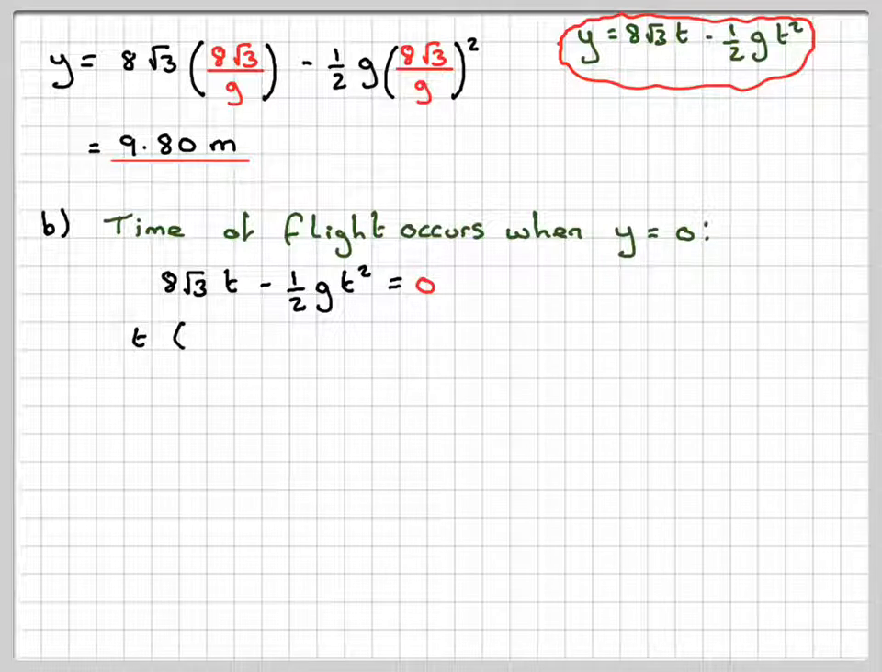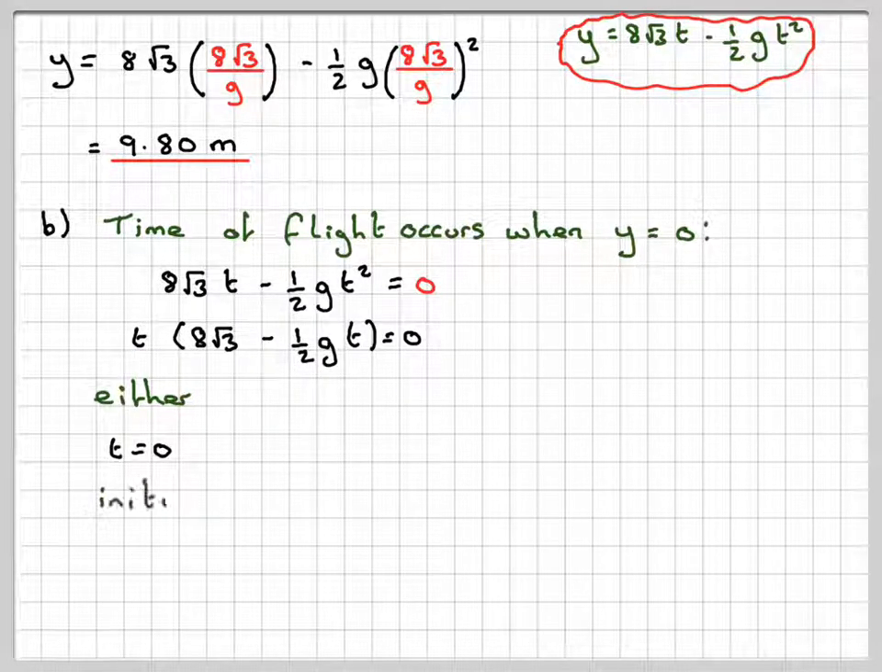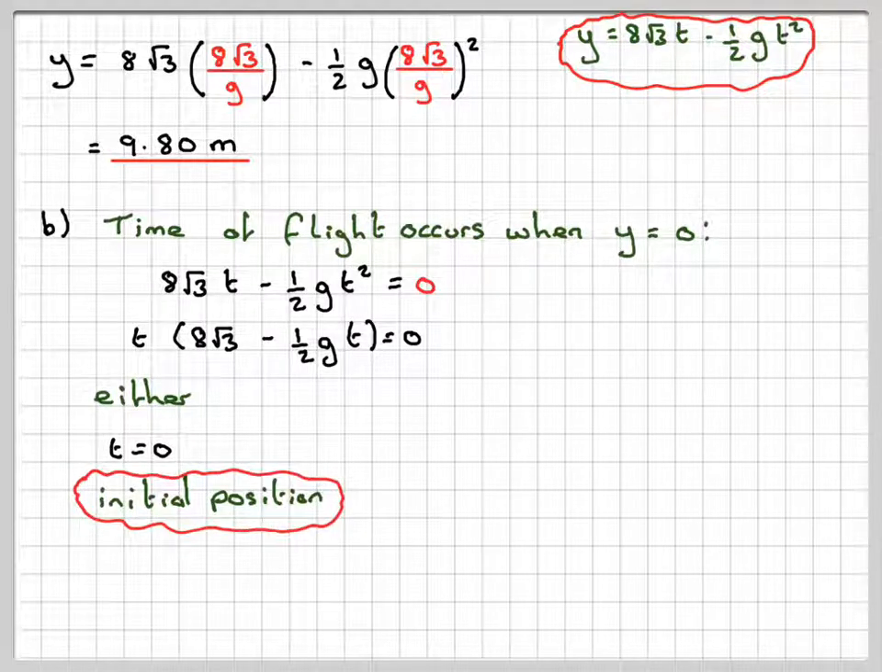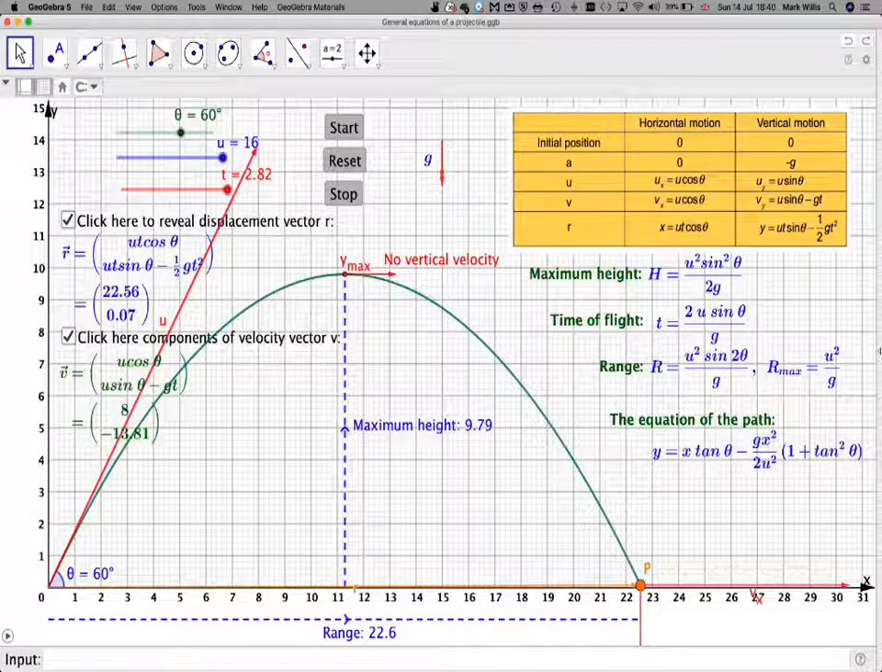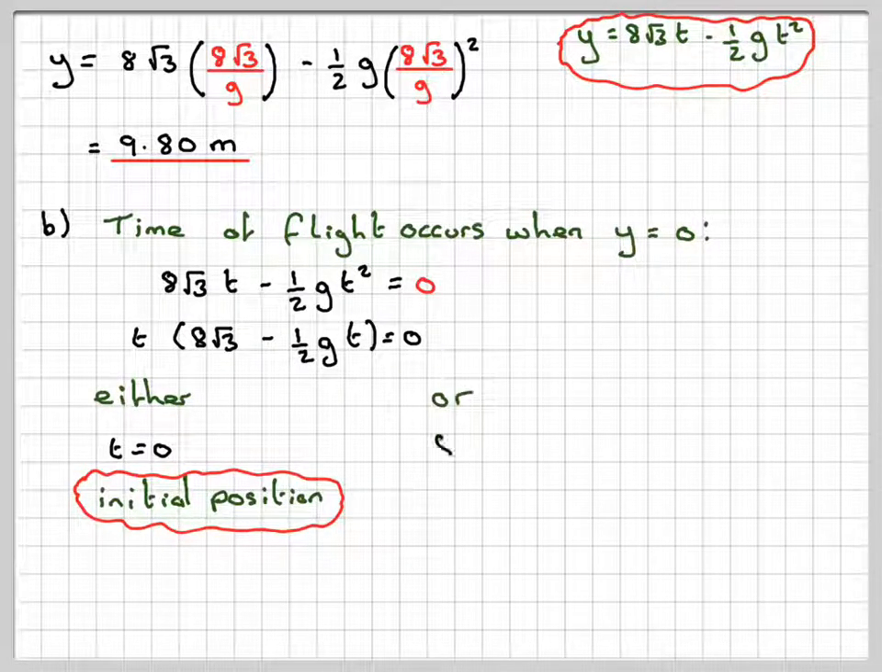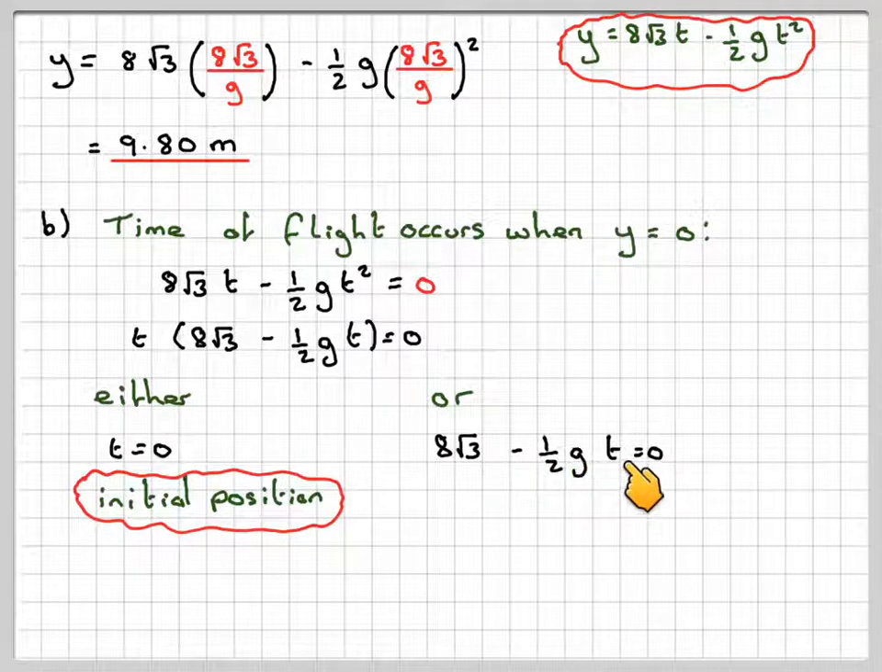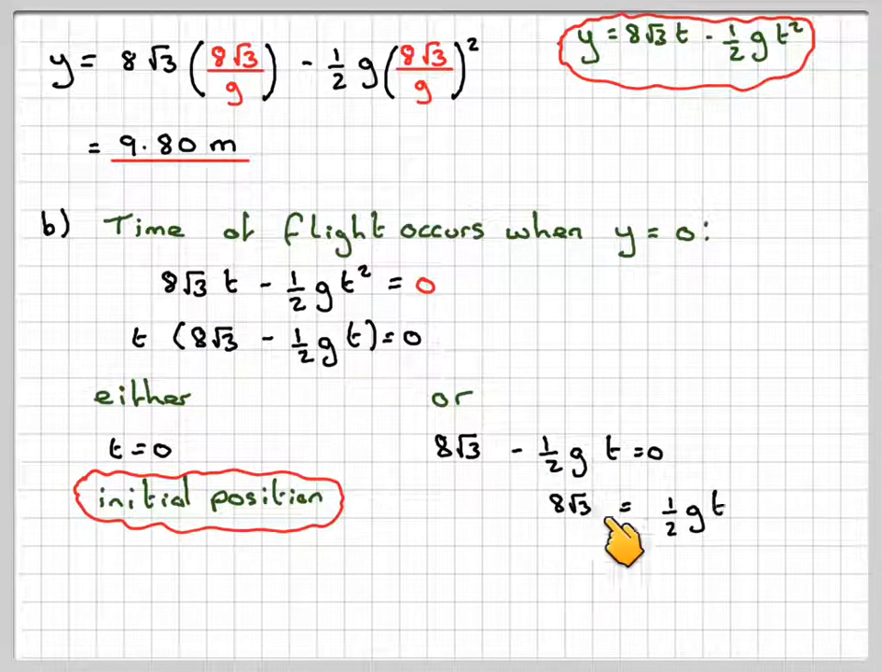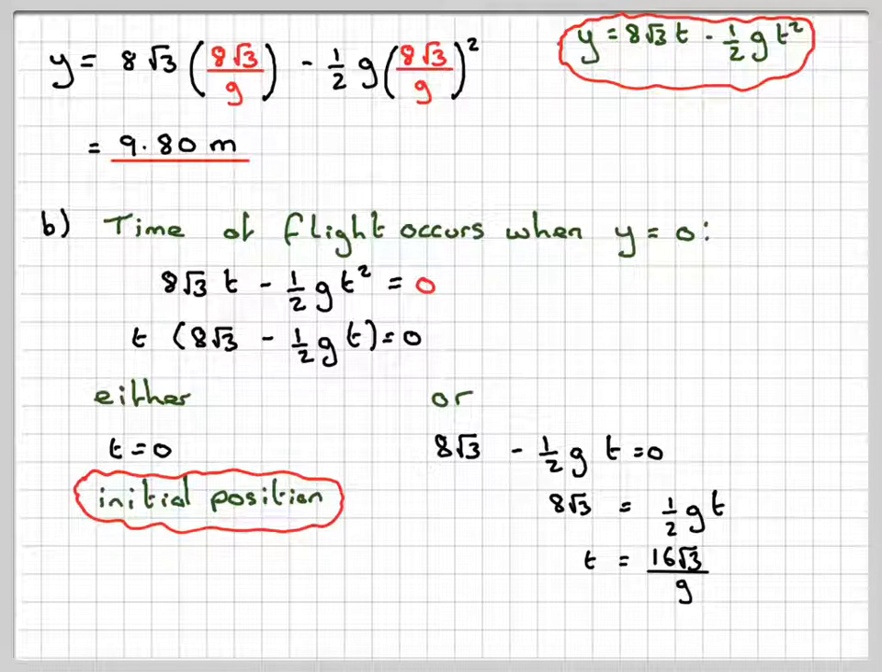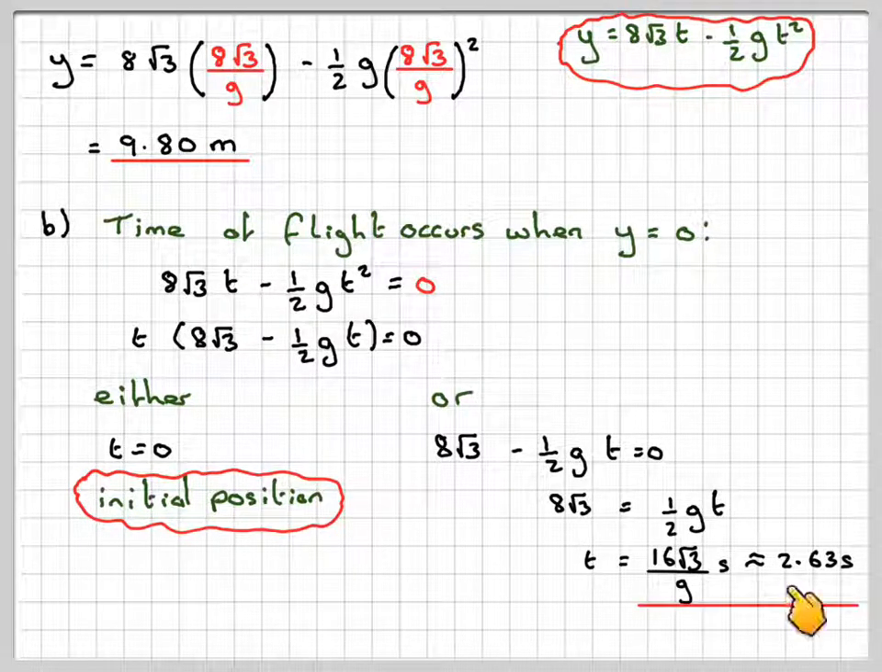So we get t, common factor, (8 root 3 minus a half gt) is equal to 0. So either t is equal to 0, when the particle is in its initial position, which is there. Or the one that we're interested in is 8 root 3 minus a half gt is equal to 0. Solving that, we get 8 root 3 is equal to a half gt. t will be 16 root 3 over g, or approximately 2.63 seconds.